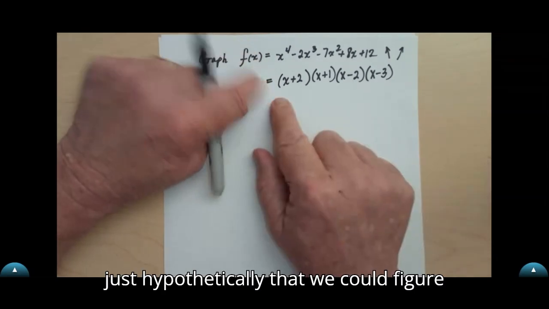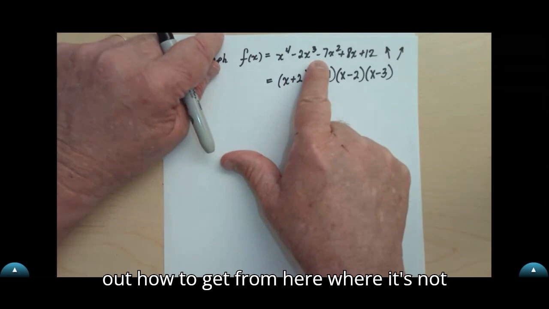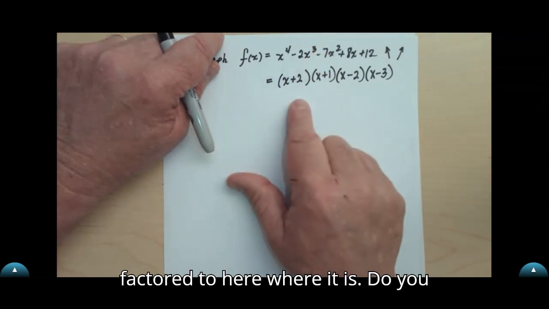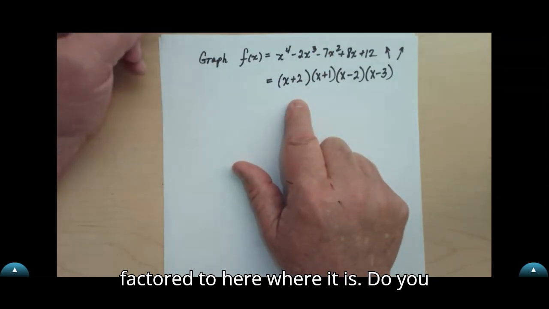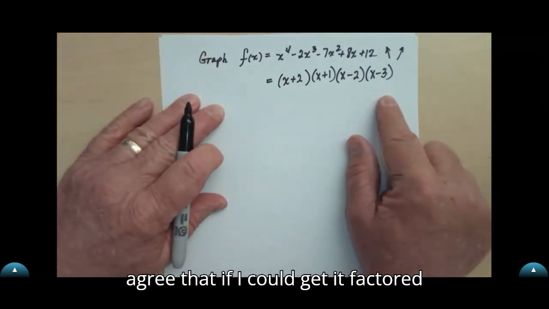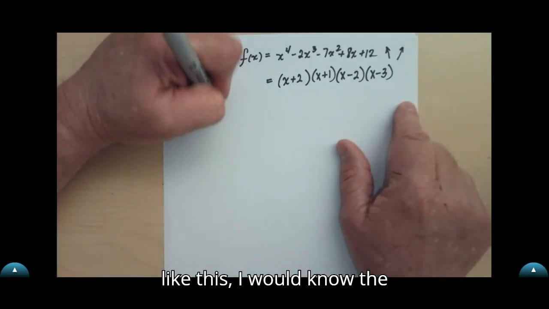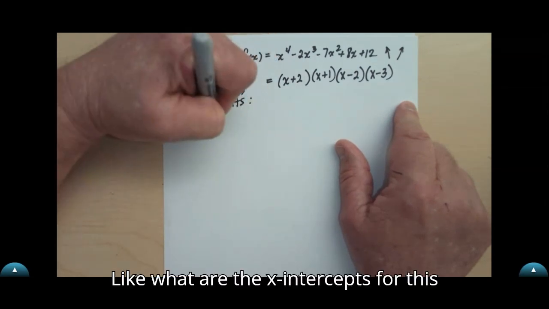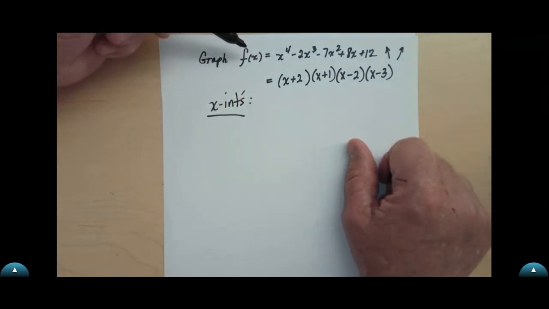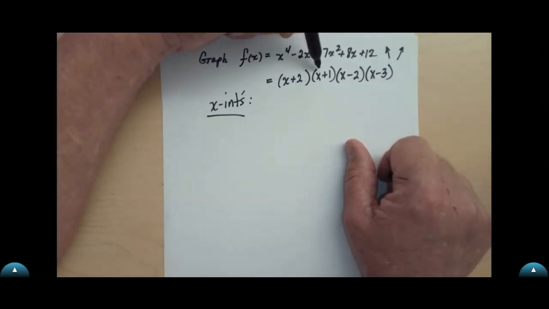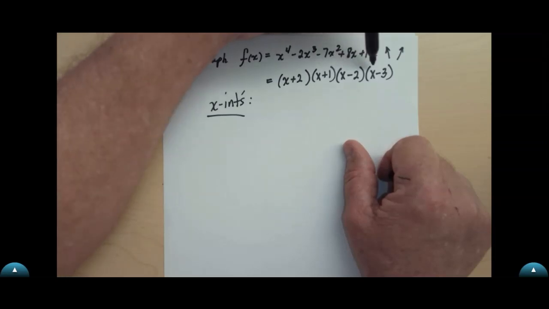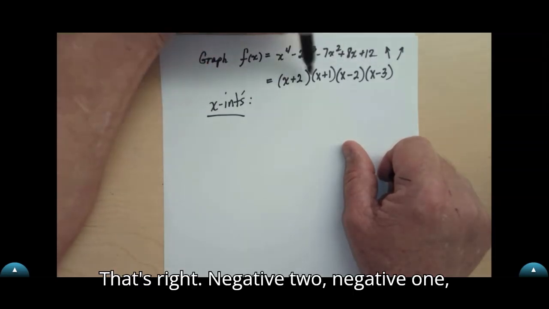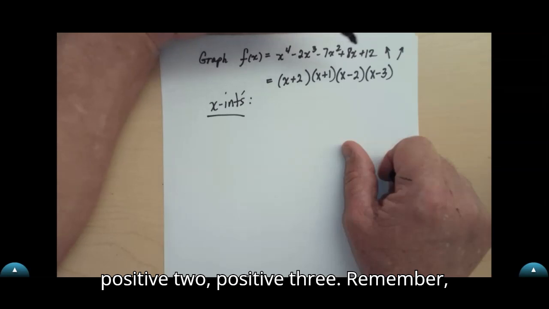Let's say just hypothetically that we could figure out how to get from here where it's not factored to here where it is. Do you agree that if I could get it factored like this, I would know the x-intercepts right away? Like, what are the x-intercepts for this function? That's right. -2, -1, +2, +3.